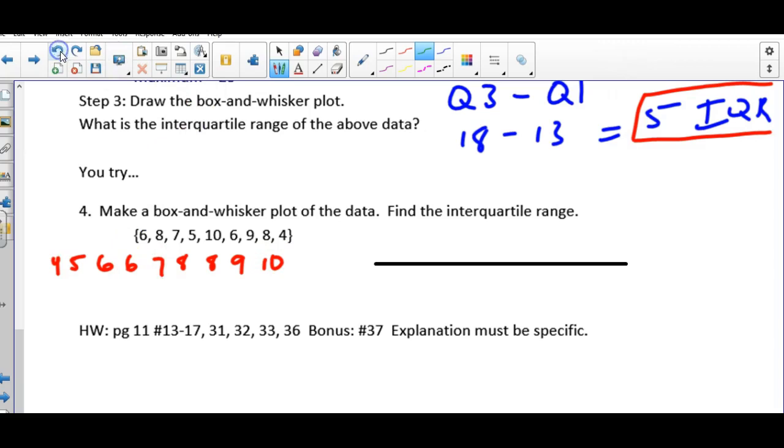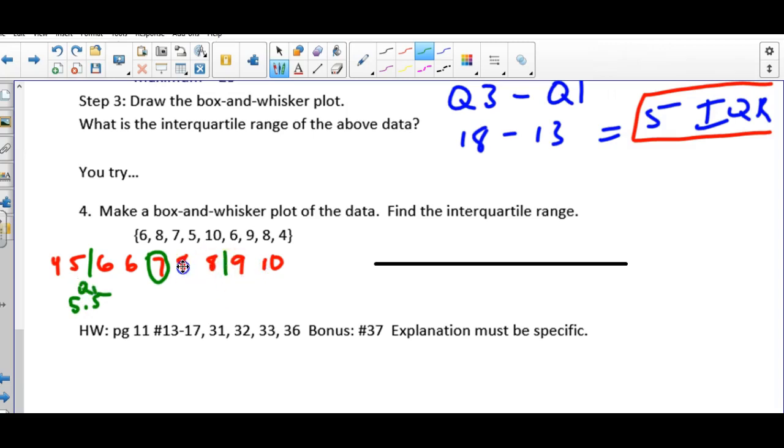Let me get rid of these points. Here's our median, so we take that out of the equation. Here's my lower half, and here's my upper half. For my lower half, what's the median? Well, we got 5 and 6, so we find the average of 5 and 6. 5 plus 6 is 11, and 11 divided by 2 is 5.5. So that's my Q1.